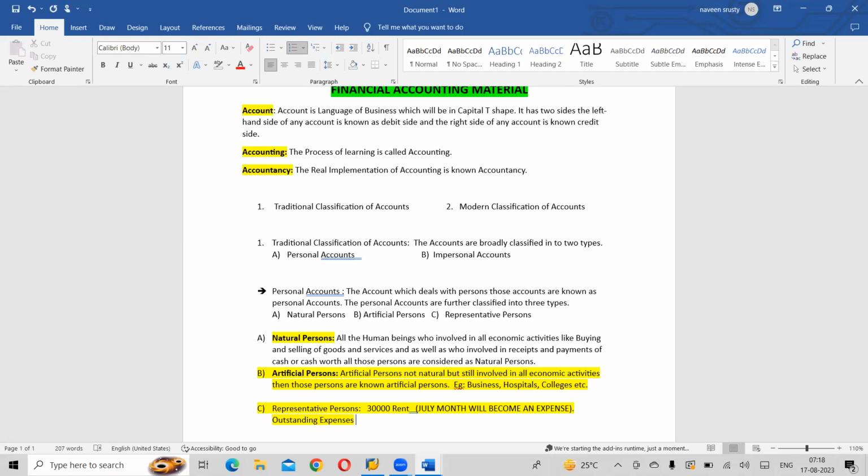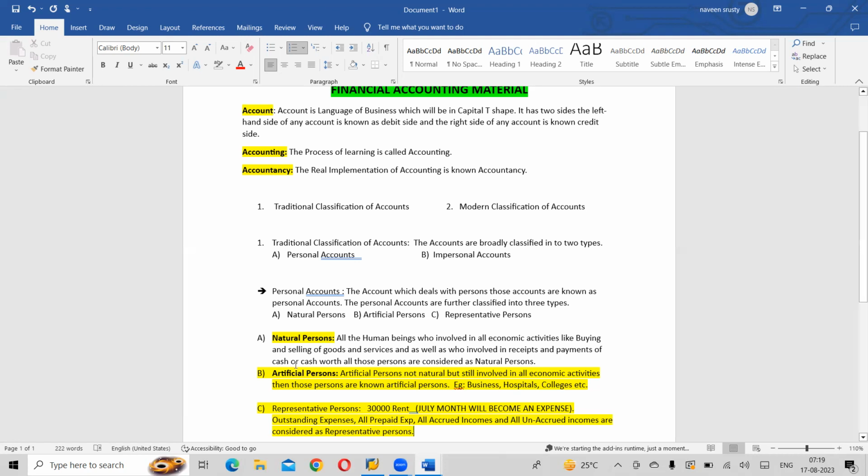Right? So all outstanding expenses, all prepaid expenses, all accrued incomes, and all unaccrued incomes are considered as representative persons. Understood?